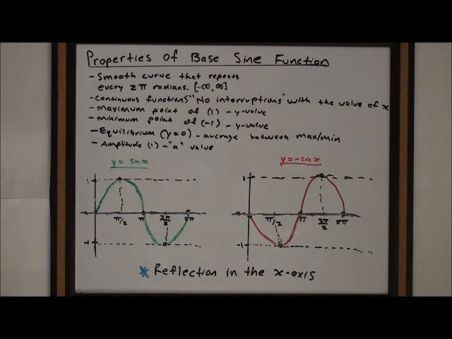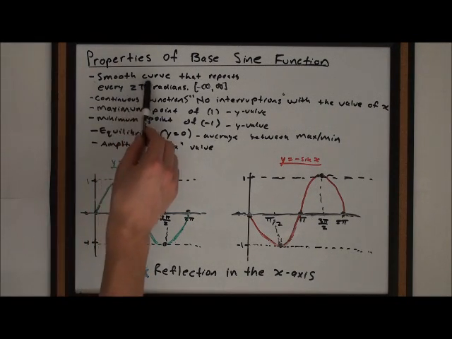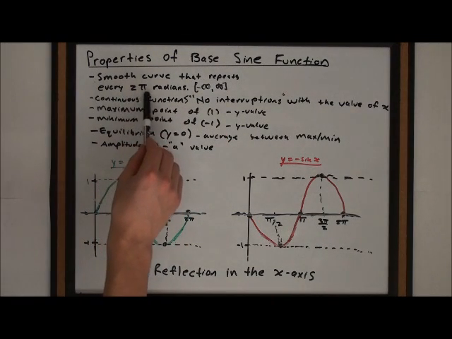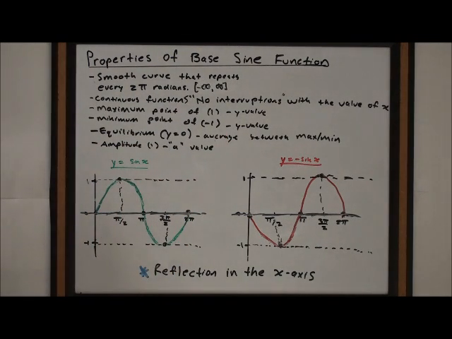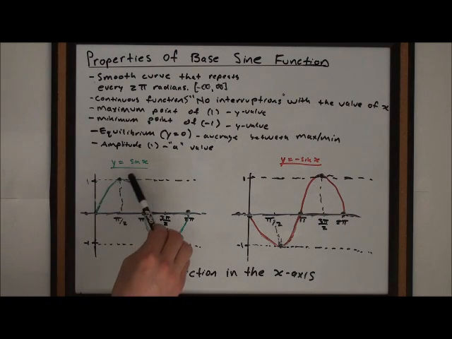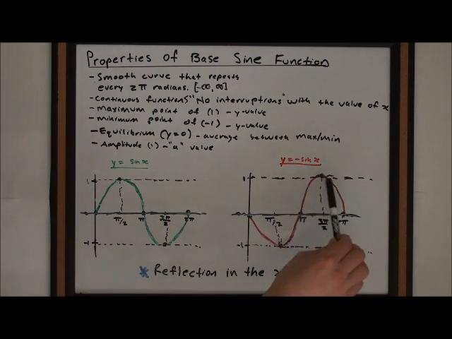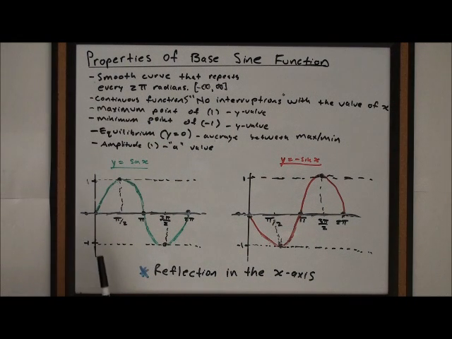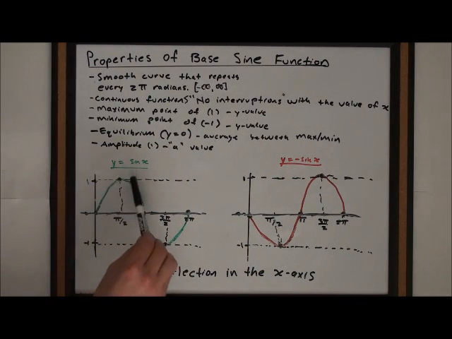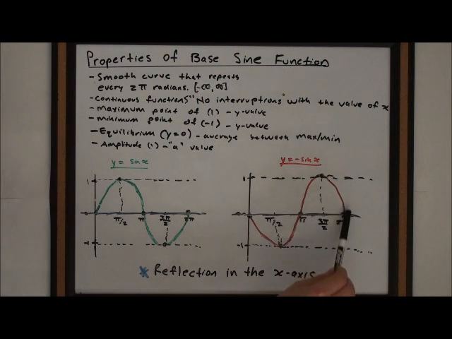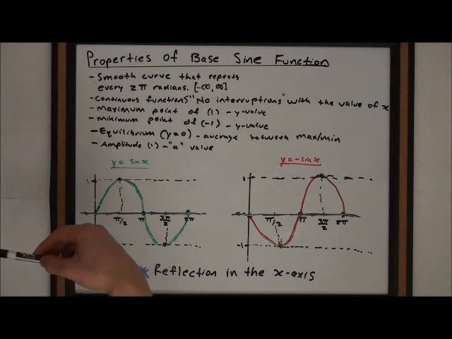Okay, so the first property of base sine function is they have a smooth curve that repeats every 2 pi radians, and this goes on forever in the negative domain and positive domain. So you can see a smooth curve that will repeat every 2 pi radians. So in one cycle from 0 to 2 pi, and then another cycle, you would end up at 4 pi, and this would go on forever in the positive domain, negative domain.